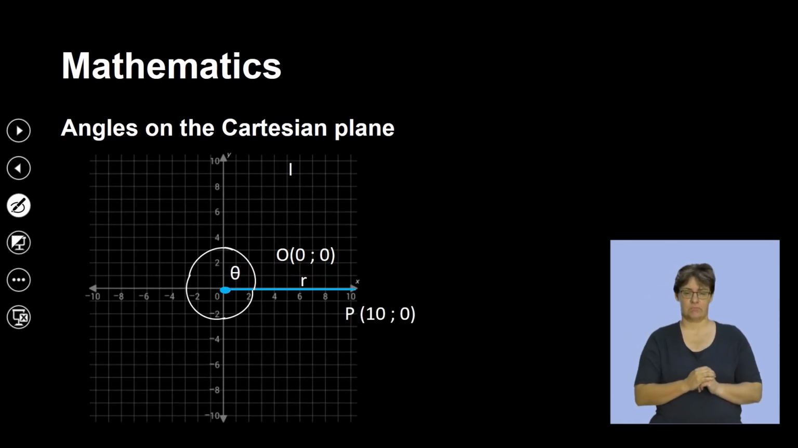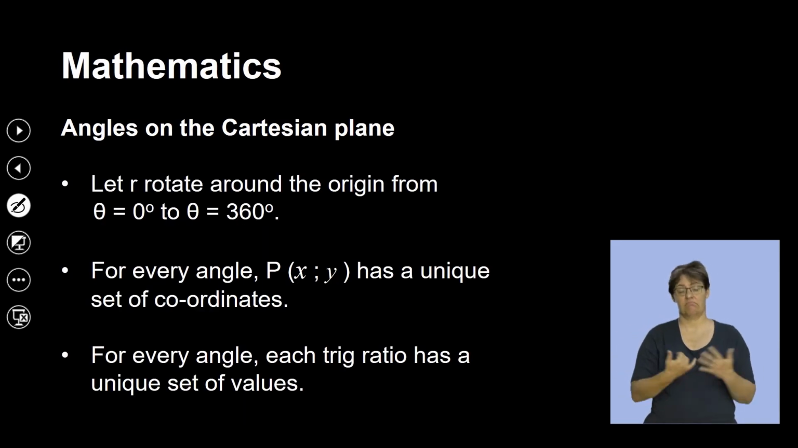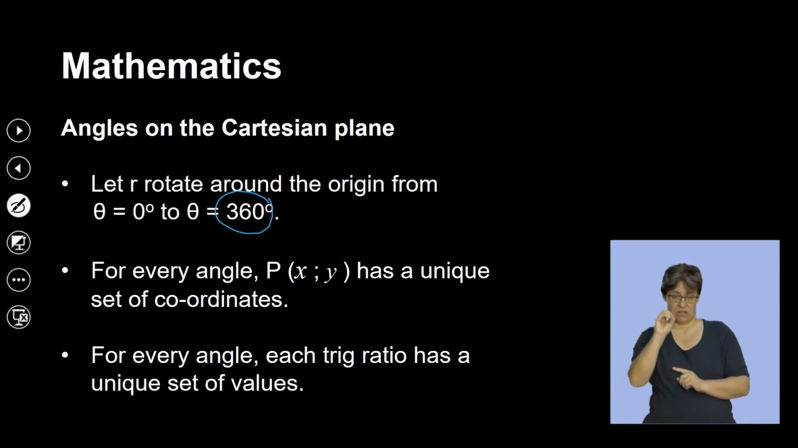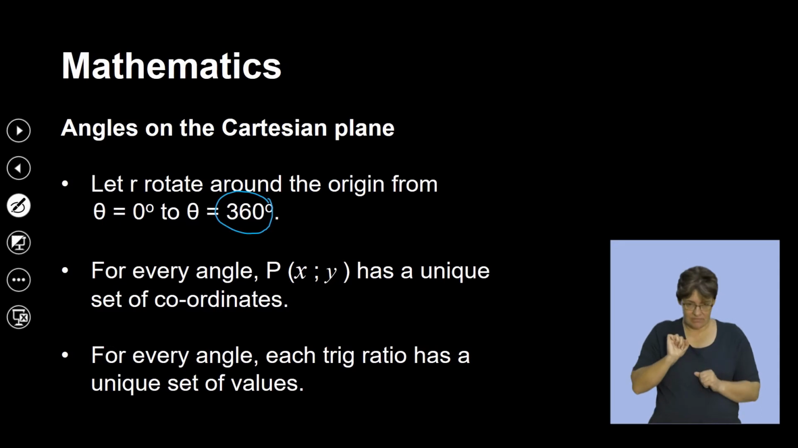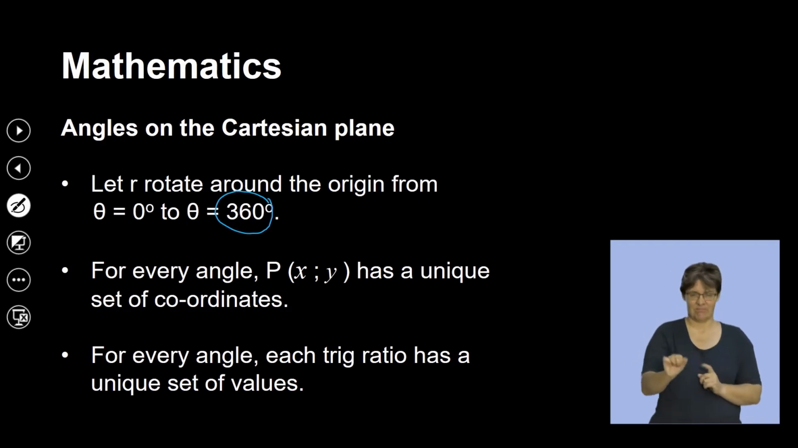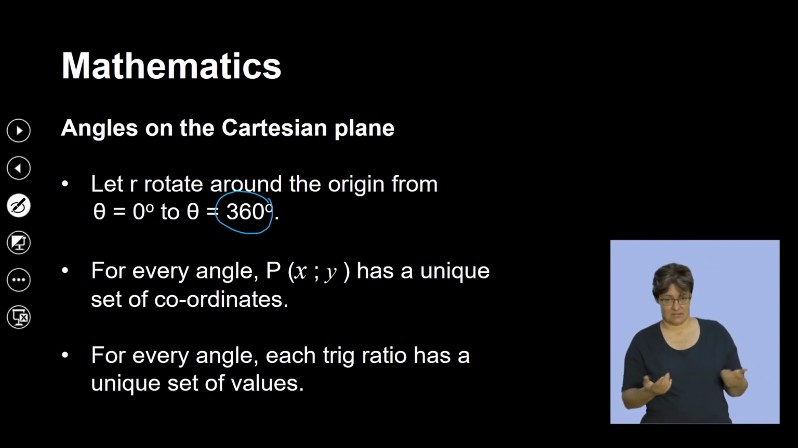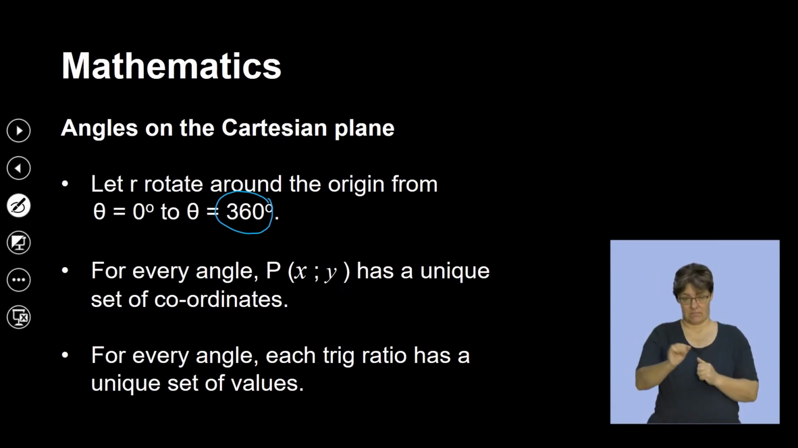Now, we call this a revolution, because remember, 360 degrees is normally called a revolution when we try to label our angles. Now, if you rotate r around the origin from 0 degrees to 360 degrees, for every angle, P has a unique set of coordinates, which you will surely understand. You saw with the previous example that at times it is the same values, but with different signs, meaning it is actually unique coordinates. For every angle, each trig ratio has a unique set of values as well.